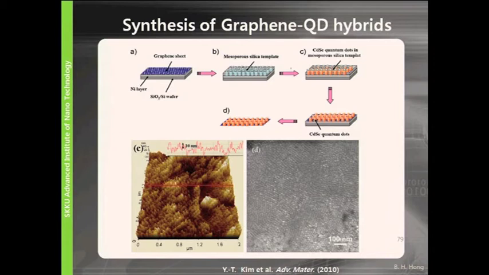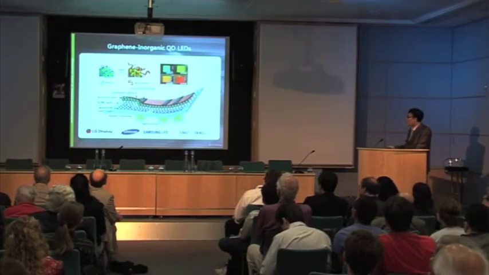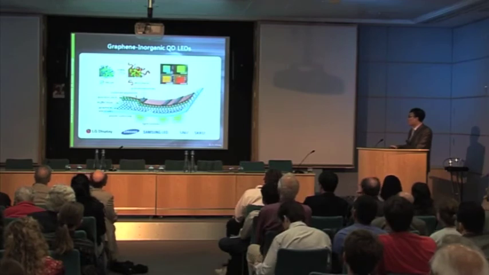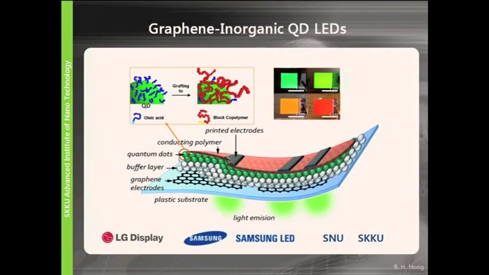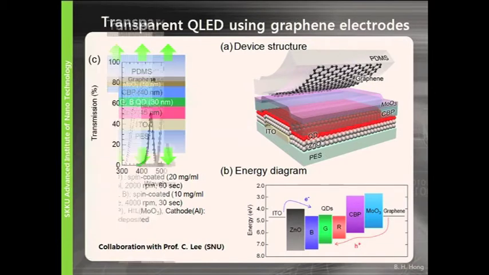Okay, and then quantum dot can be synthesized by using graphene as the electrochemical templates, and this quantum dots can be combined with graphene and they can be used as the quantum dot LEDs. Recently, we are collaborating with the Seoul National University quantum dot LED group, and then used graphene as an anode and cathode, and then after carefully tuning the size of the quantum dots, we realized the blue, green, and red emission from the quantum dot using the graphene as anode and cathode.